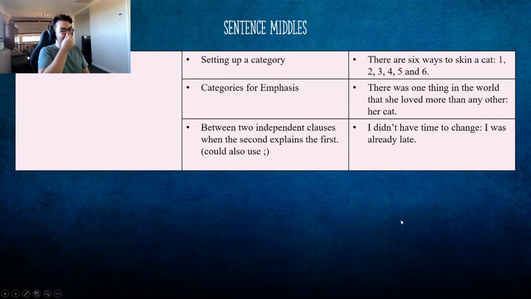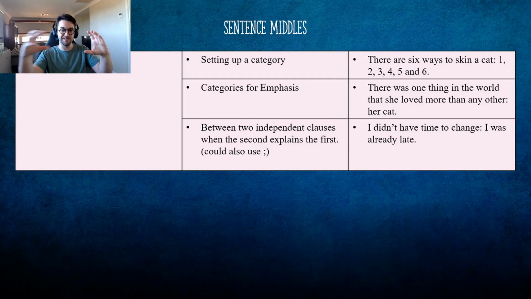Okay, the second one we'll look at before we take a question break is the colon. So, colons can be used for 3 different reasons. The first one is setting up a category. So, there are 6 ways to skin a cat: 1, 2, 3, 4, 5, and 6. That's setting up a category and then a list, basically, that fits within that category.